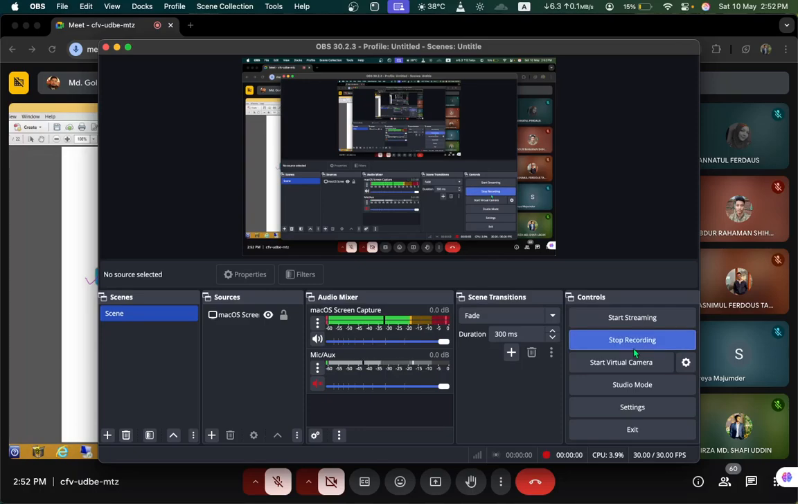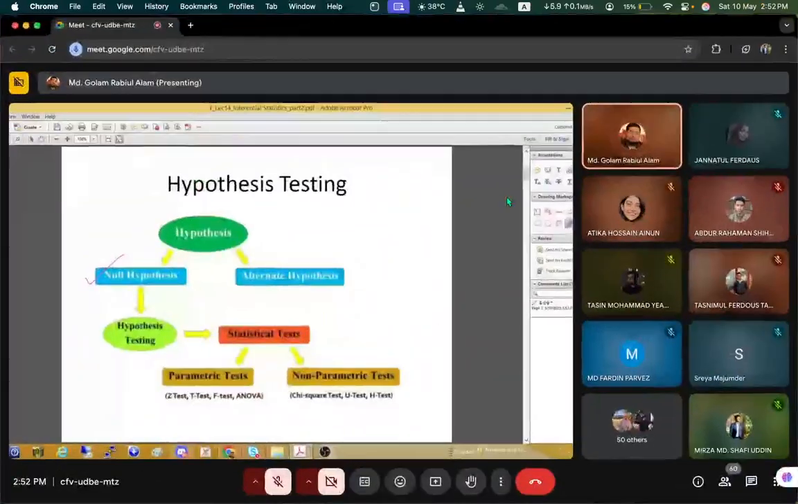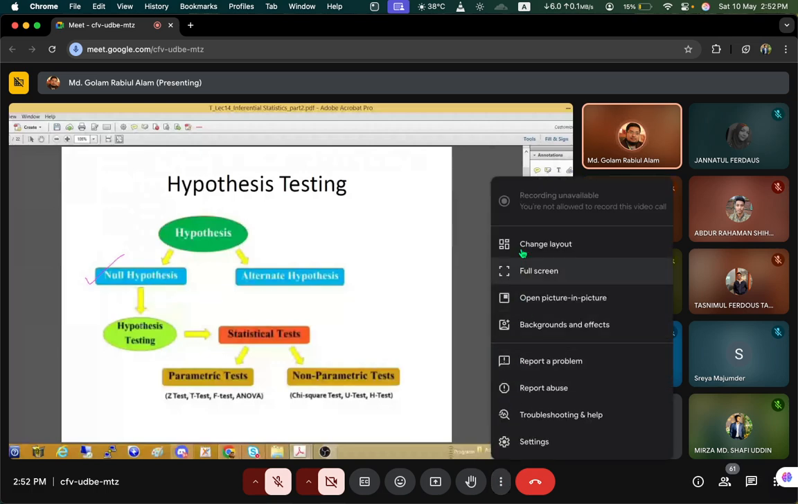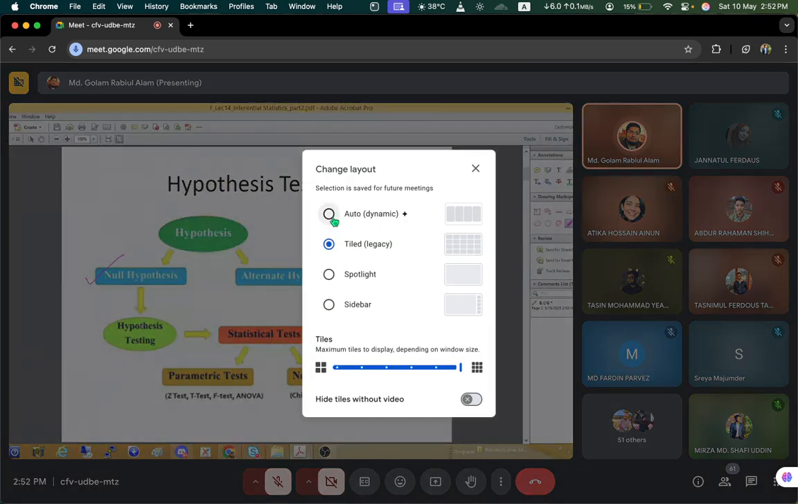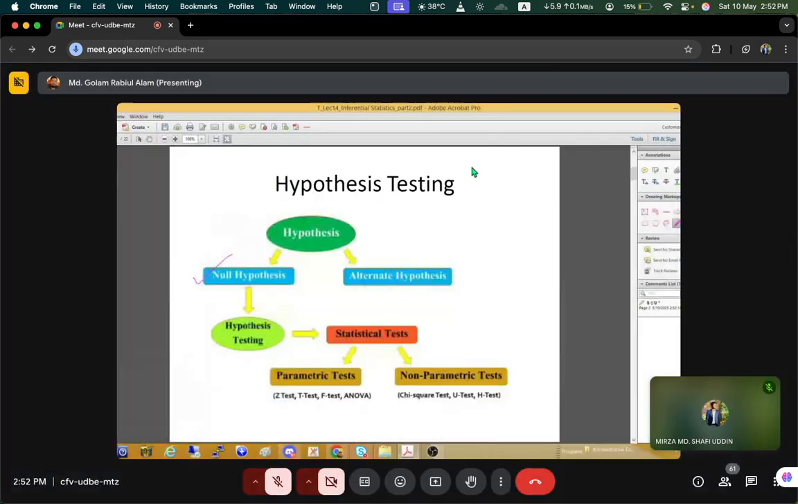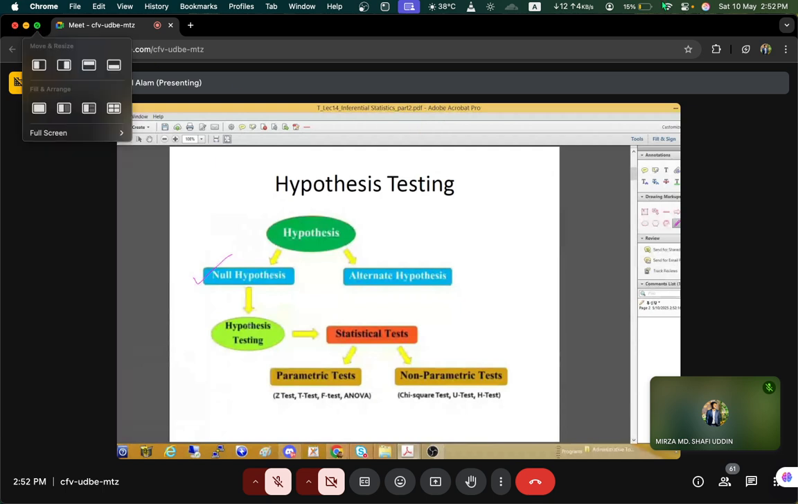That's why it is mentioned the null hypothesis is nullifiable. We only test the null hypothesis, okay? And if we accept the null hypothesis, that means we accept the existing facts. And if we reject the null hypothesis, it means usually we accept the alternate hypothesis.